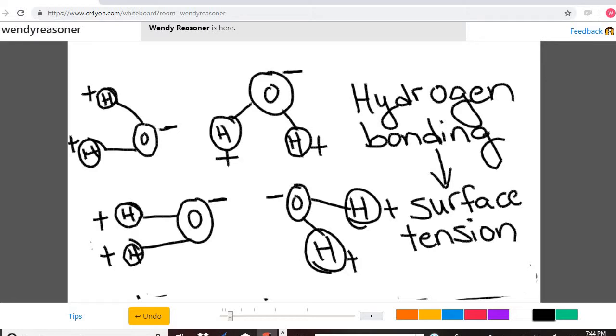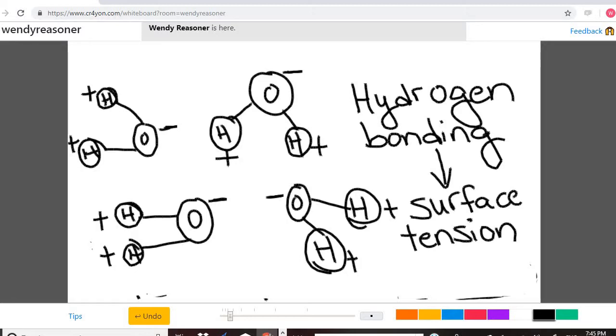And so this explains things like why those insects that are called water striders are able to land and stay on the surface of the water without breaking the surface, because of these hydrogen bonds that exist between one water molecule and another.